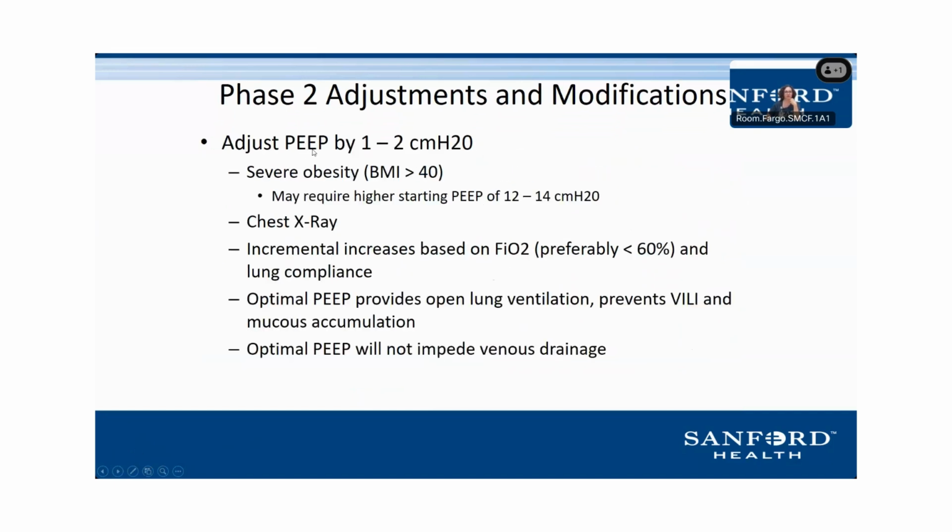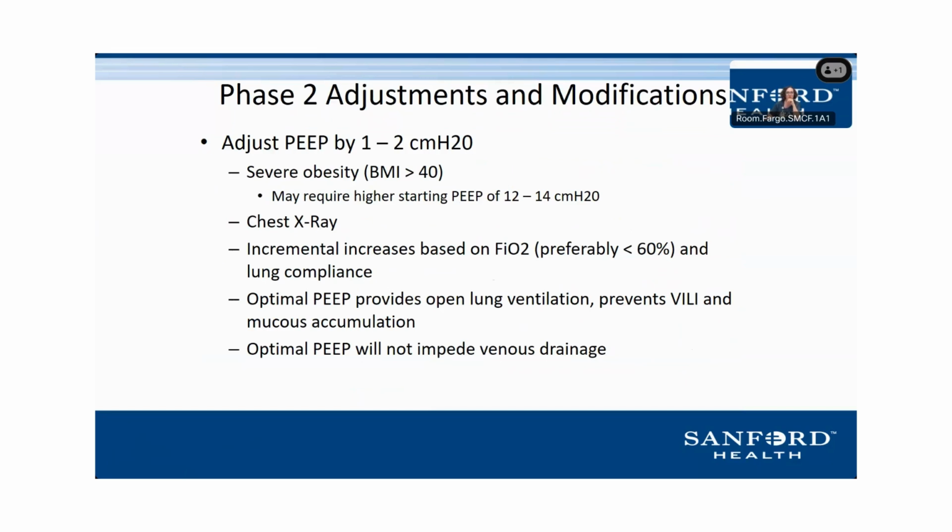Adjusting PEEP is super important. We need to recruit that lung, keep it open. If you want to prevent mucus accumulation, you want to prevent mucus plugs, you want to prevent lung injury, you need to have optimal PEEP. So we know that some of our patients require a significant amount of PEEP to maintain open lung volume. We can adjust PEEP based on chest x-ray. If I get an x-ray and both lungs are hazy, I know I can go up on my PEEP by at least 2. If I get maybe just a little haziness on one side, go up on PEEP by 1 and see how that looks.